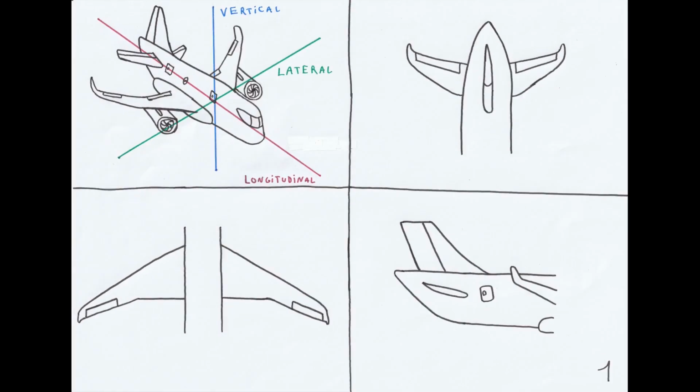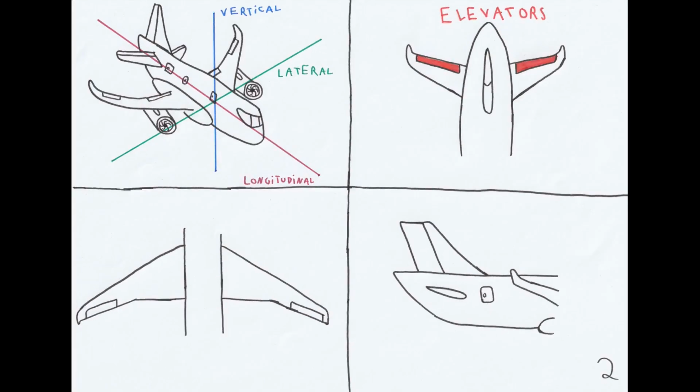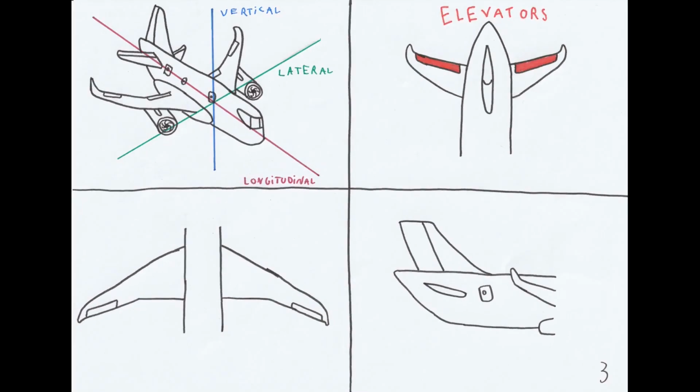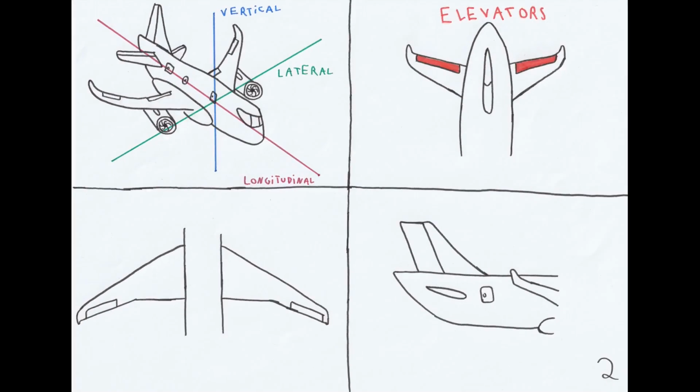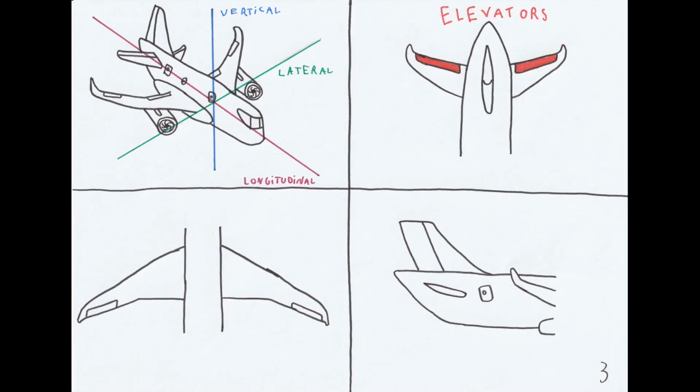For the lateral axis, elevators need to be installed. They are the ones colored in orange here, located on the trailing edge of the horizontal stabilizers. With them, we'll be able to control the pitch of the plane, so to make it go up or down.